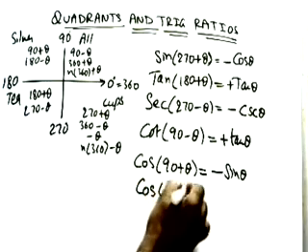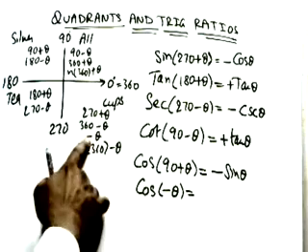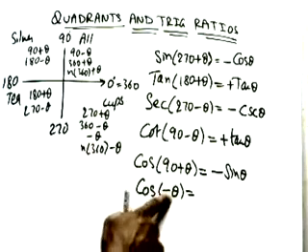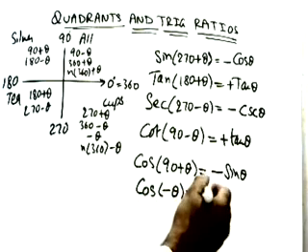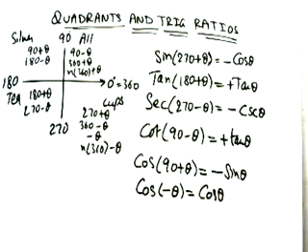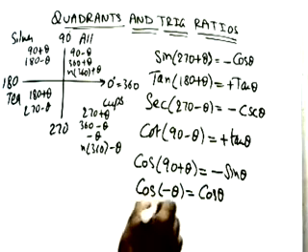One more example, suppose we are having cos of minus theta. Minus theta lies in the fourth quadrant. So in the fourth quadrant, cos is plus. Therefore cos of minus theta will be plus cos theta.